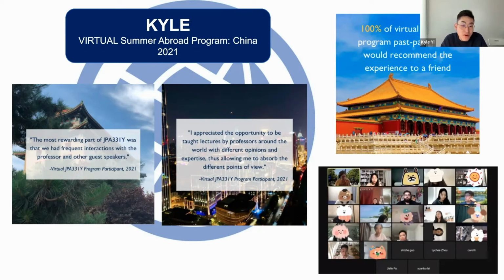I can still remember many Chinese students created a WeChat group for the JPA 331 course. They helped other students, like Canadian students or other local students, sign up for WeChat and add them. We also tried to make some Chinese WeChat emoji. We call it 表情包, and we sent it to them.